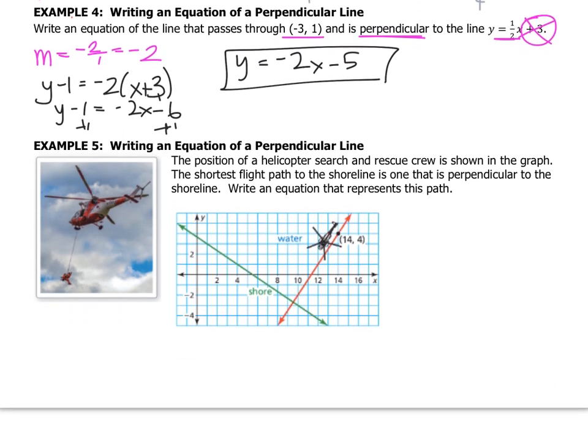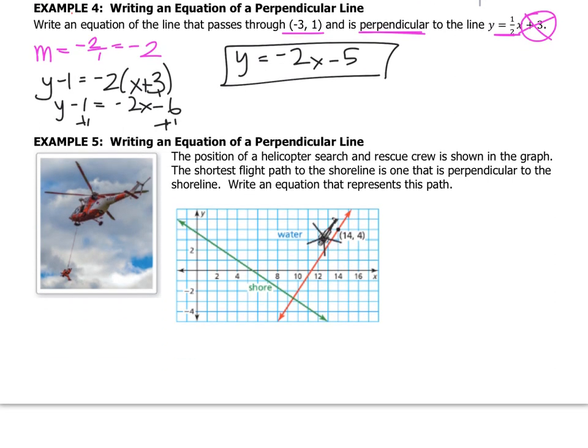The position of a helicopter search and rescue crew is shown on the graph. That's the green line. The shortest flight path to the shoreline is one that is perpendicular to the shoreline. So we're trying to end up making this a right angle. We have to write the equation that represents the path. So they don't give us anything other than this picture. So let's find the equation of this picture.